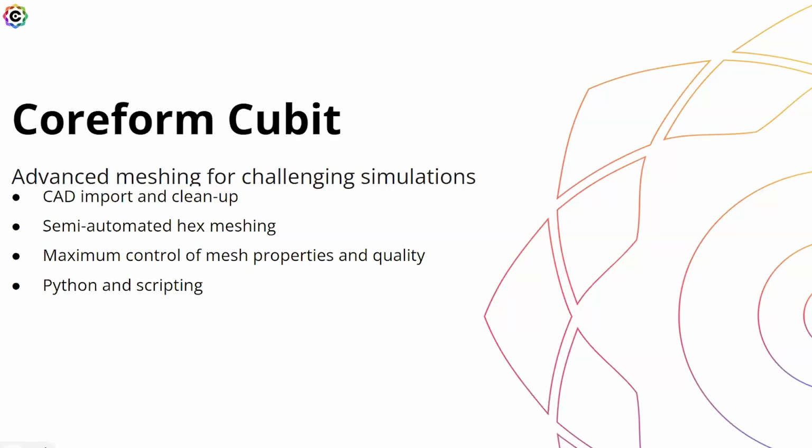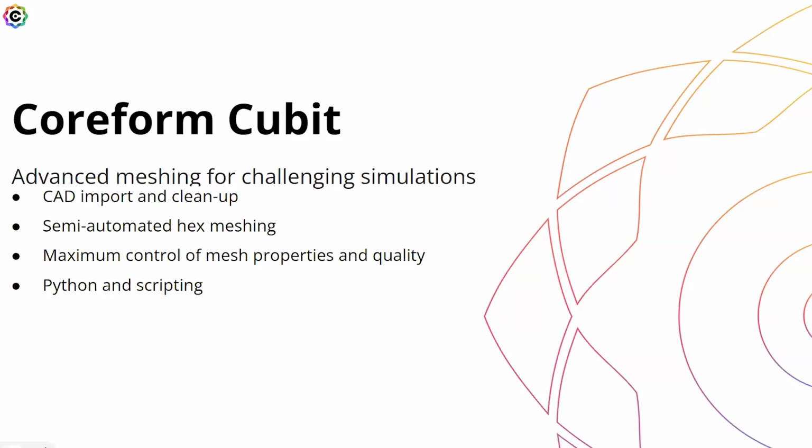It's a meshing software that meshes CAD geometries. It has a full suite of CAD import and cleanup capabilities, as well as workflows for semi-automated hex meshing, though it also does support 2D meshes, quads and tris, 1D elements like beams and bars, as well as tetrahedral meshes and wedges.